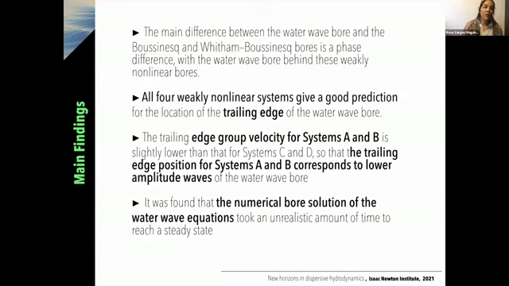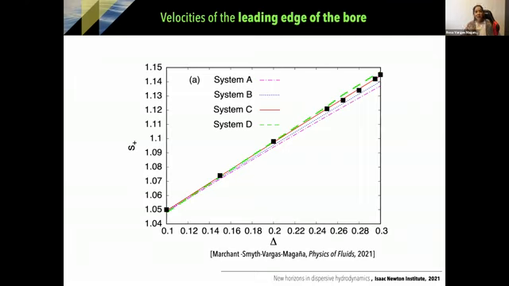Also we noticed that the undular bores, the water waves undular bores, took an unrealistic amount of time to reach a steady state. In order to measure the macroscopic properties, the amplitude at this steady state, we needed to use an extrapolation of the evolved bore to make possible a prediction on the amplitude and velocity. And so these are the results on the velocities of the leading edge.